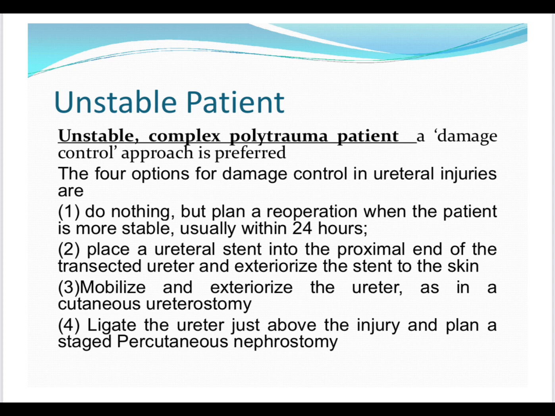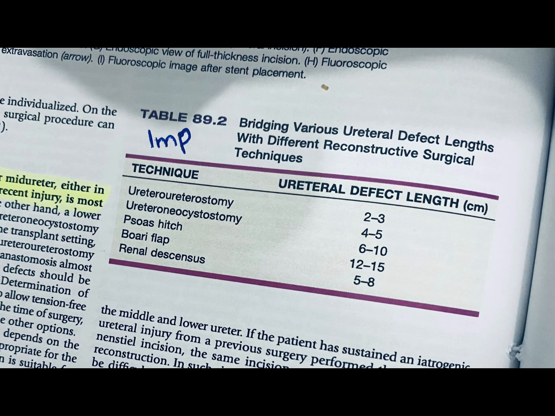Now what to do for a patient presenting with delayed injury? For that, first investigate the patient, identify the site of the injury, whether it is a proximal ureteric injury, or a distal ureteric injury, or it is in the mid ureter. So first classify the injury and then plan accordingly.